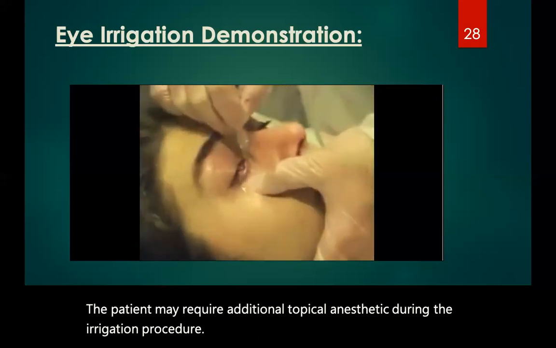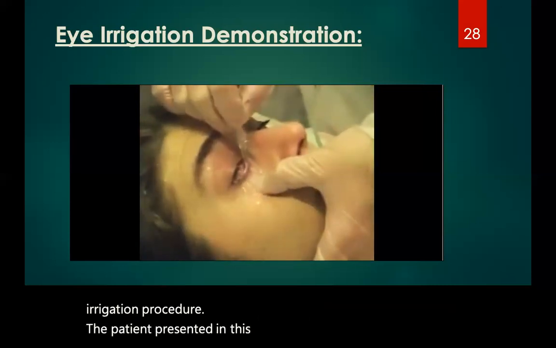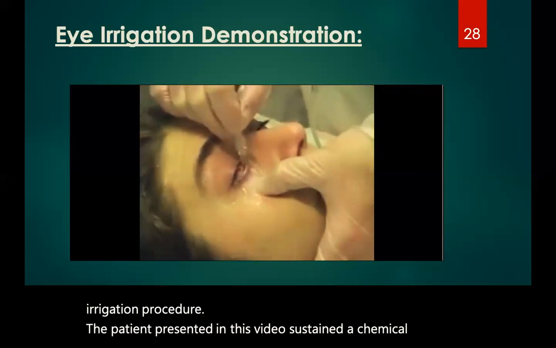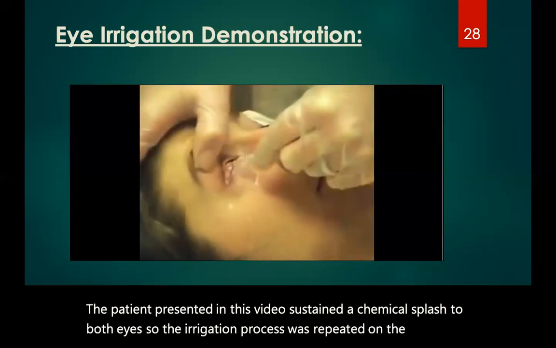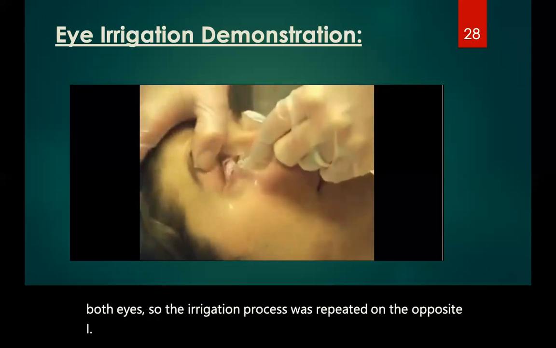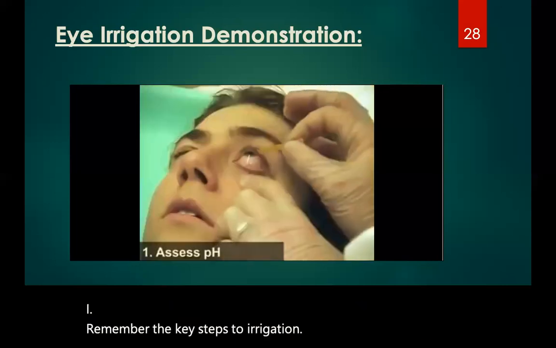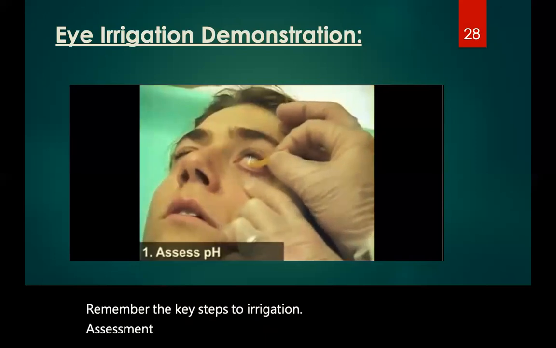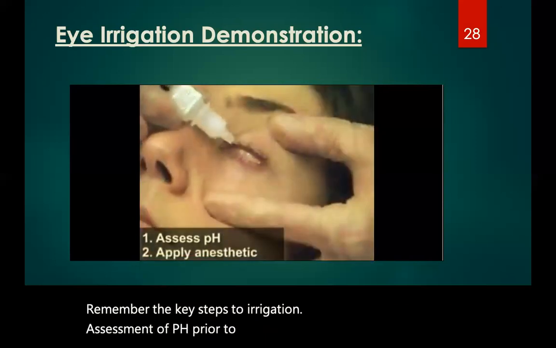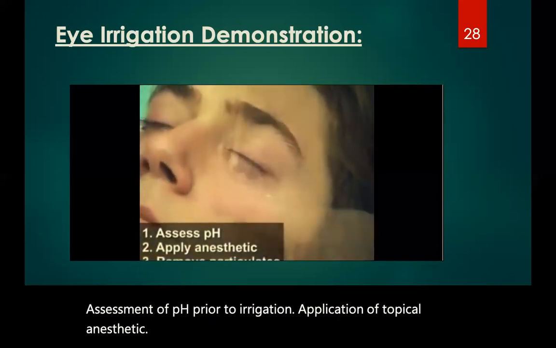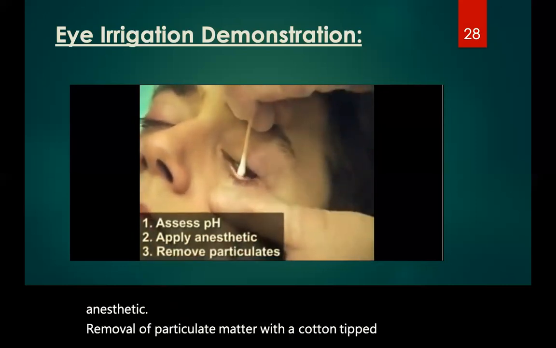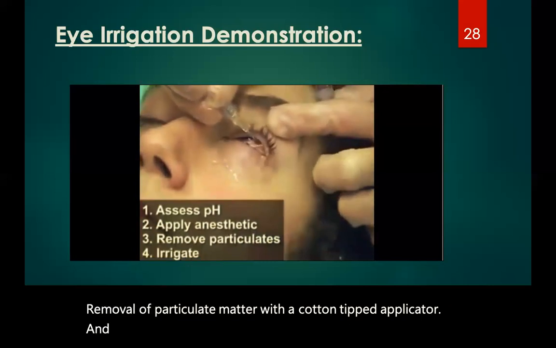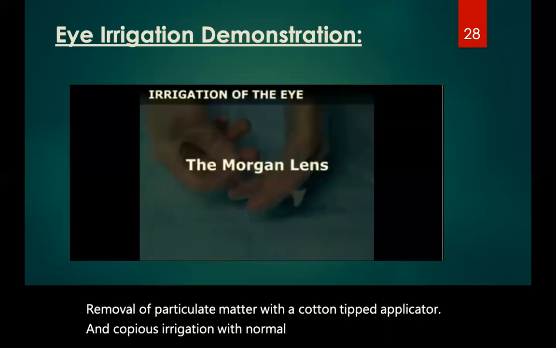The patient presented in this video sustained a chemical splash to both eyes, so the irrigation process was repeated on the opposite eye. Remember the key steps to irrigation: assessment of pH prior to irrigation, application of topical anesthetic, removal of particulate matter with a cotton-tipped applicator, and copious irrigation with normal saline solution.